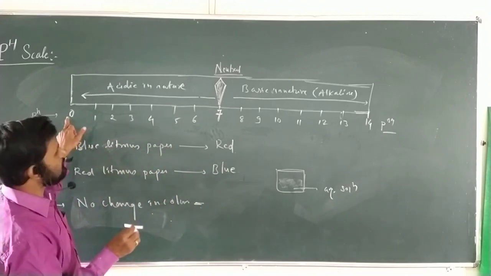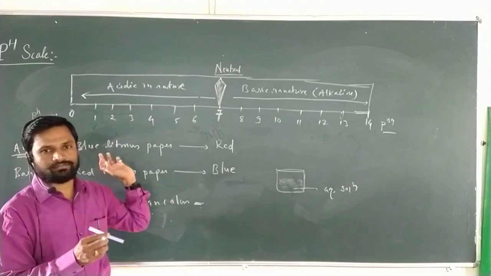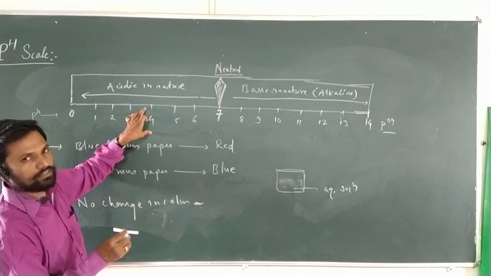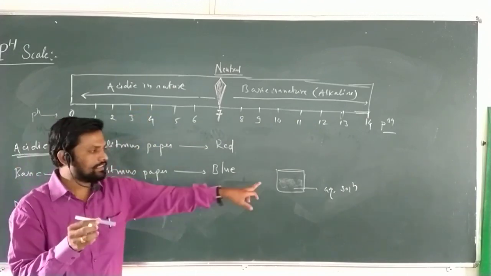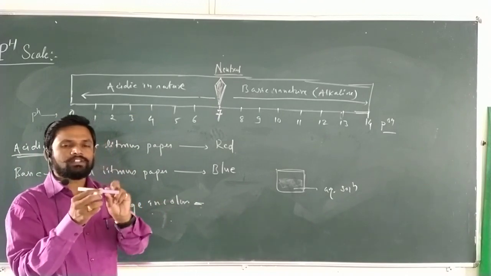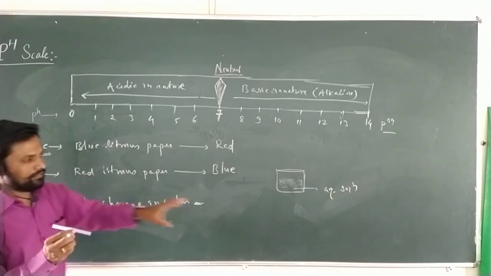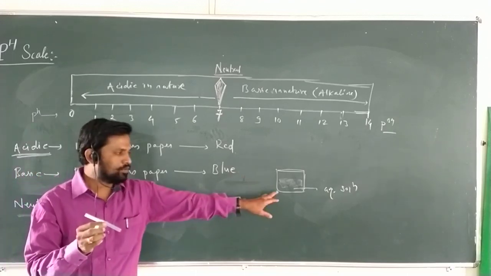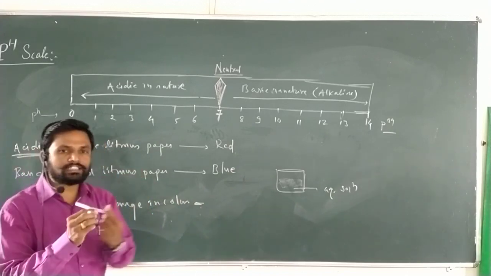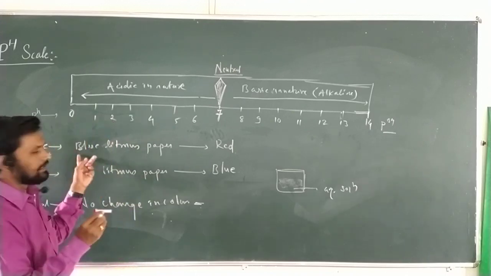It means it is in the range of 0 to 7, 0 to 6, which is acidic in nature. But how much acidity is there, we don't know. This is a preliminary test whether the solution is acidic or basic, which can be determined by the blue litmus paper. If some drops of the solution put on the blue litmus paper turn it red, it is acidic in nature.